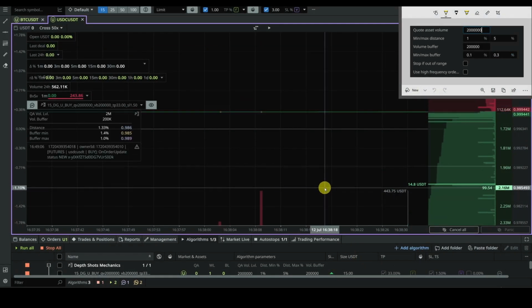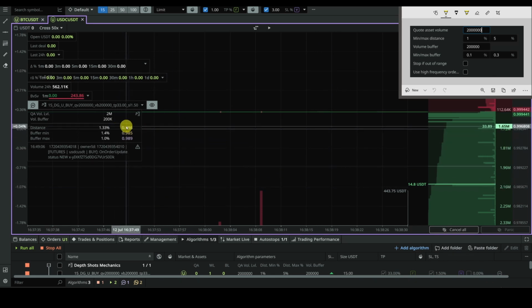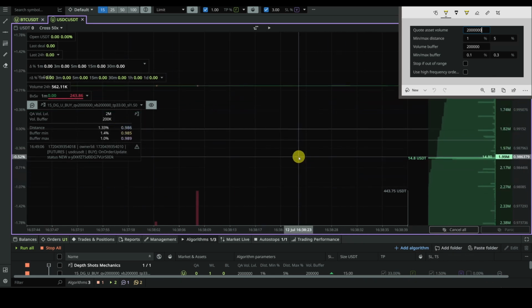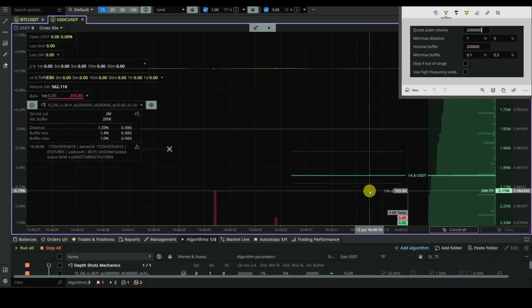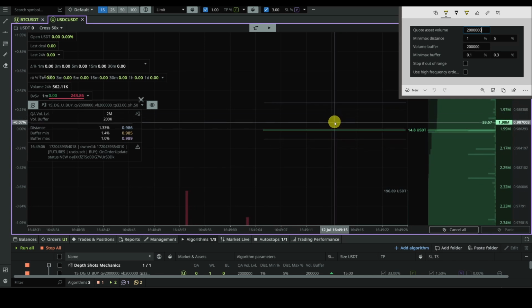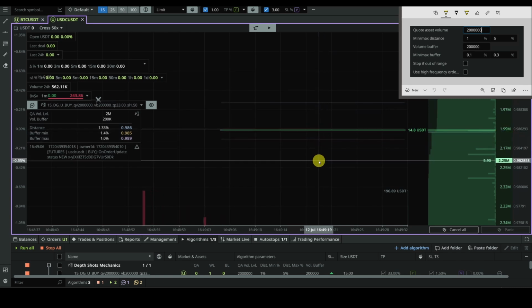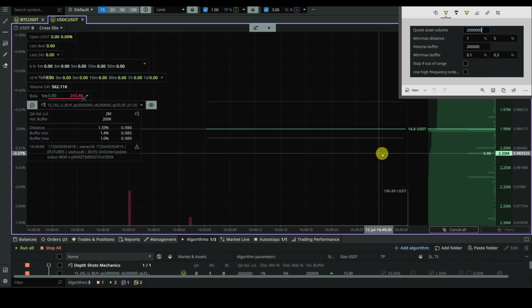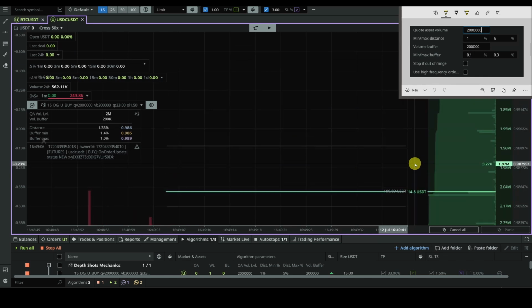All right, now our order is at the distance of 1.33. And let's look at the buffer lines. What's happening here? You see, these are sort of disproportionate. This one is much further away, and this one is much closer to the order. So let's see why that is. Half of our volume buffer is still 100K.